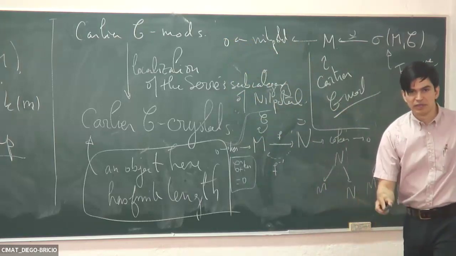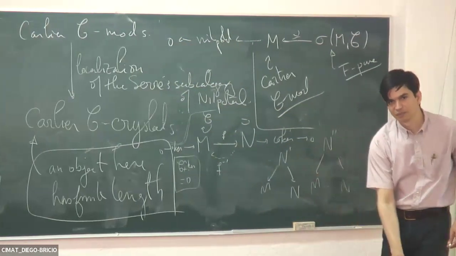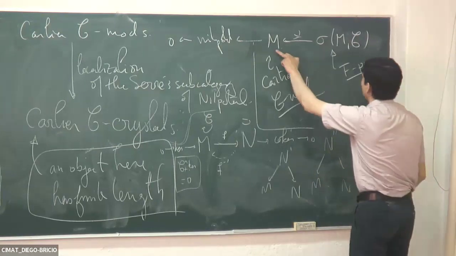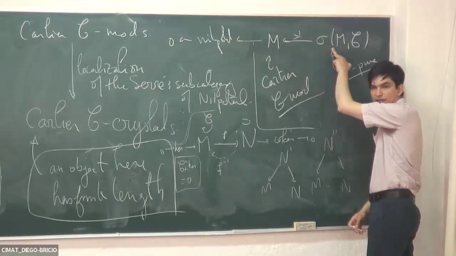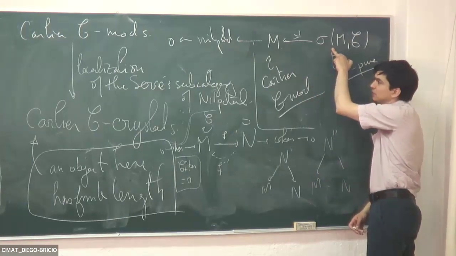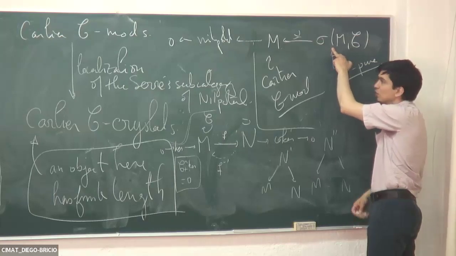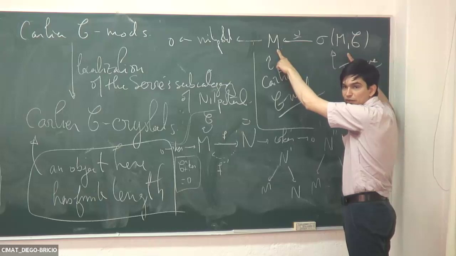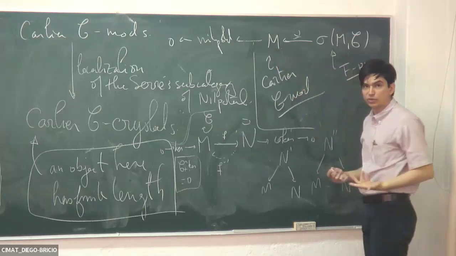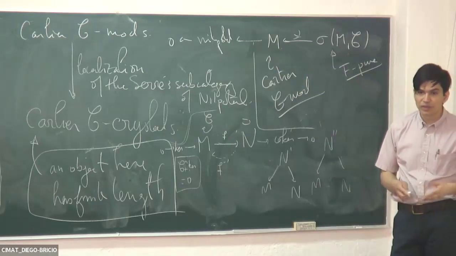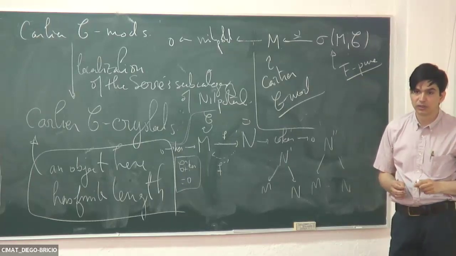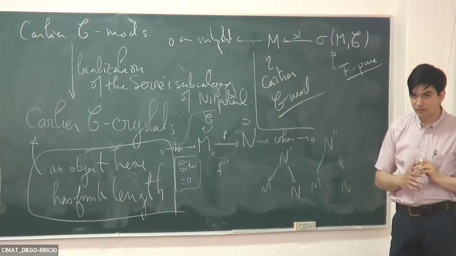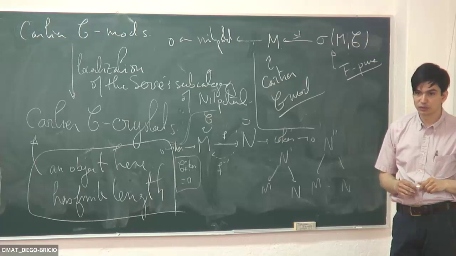So for many reasons, you want to replace this by this. Okay, and so that's what you do. In the category of Cartier crystals, M and this are isomorphic, and therefore you can always deal with pure Cartier crystals. That's one of the essential reasons why this is also useful.